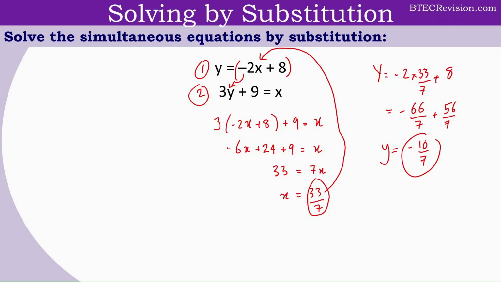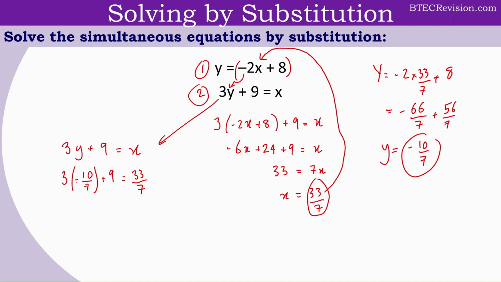It's always a good idea to check and see if you got this correct. So we'll take one of these equations. We'll take the second one. We could also take the first one, either one. And that's 3y plus 9 is equal to x. And we should replace these values into the equation. We know that y is negative 10 divided by 7, and we're left with plus 9 there, and that's equal to x, which is 33 divided by 7.